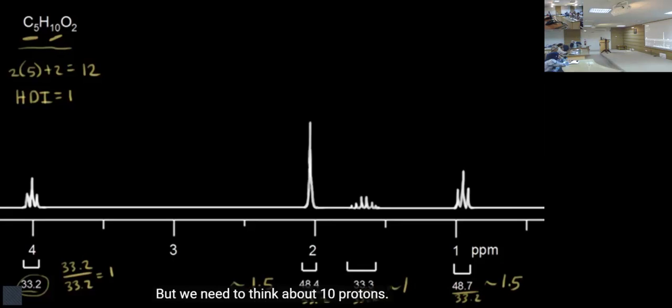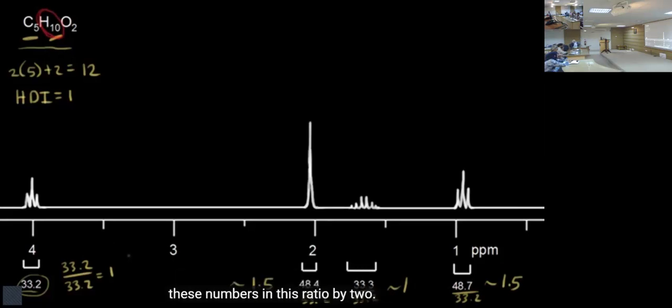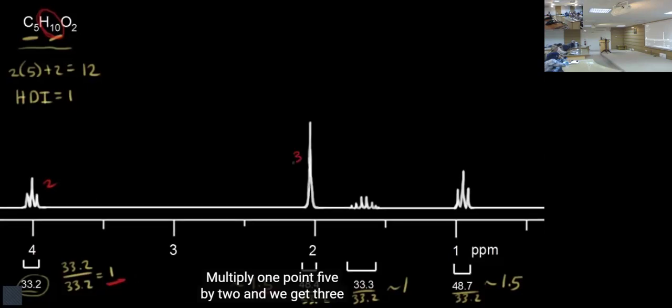But we need to think about 10 protons, right? So we have 10 hydrogens here. And so this is only relative. To get the absolute number of hydrogens, we need to multiply these numbers in this ratio by 2. If we multiply 1 by 2, we obviously get 2. So this signal represents 2 protons. Multiply 1.5 by 2 and we get 3. So this signal represents 3 protons. Multiply 1 by 2, this signal is 2 protons. Multiply 1.5 by 2, this signal is 3 protons.